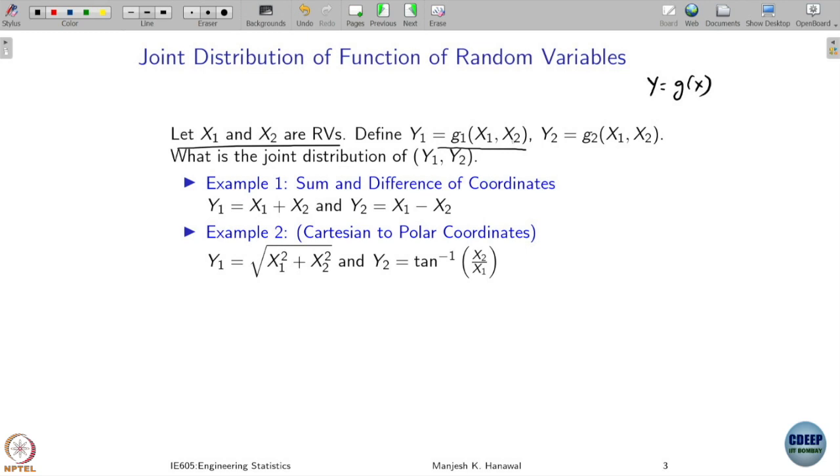Now the question is how to derive the joint distribution of these two random variables y1 and y2. You may end up with such a situation. Let's say I have two random variables x1 and x2, and you are interested in their sum and their difference. Now y1 is the sum and y2 is the difference, and you want to understand what is the joint distribution of y1 and y2.